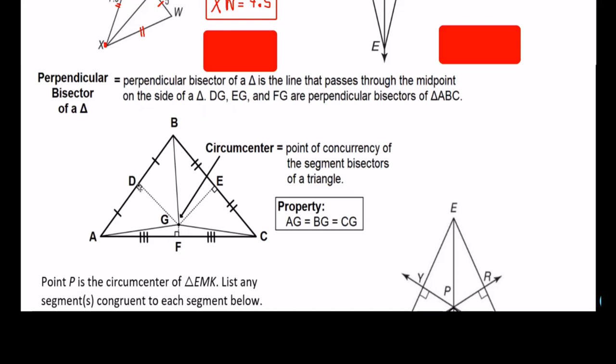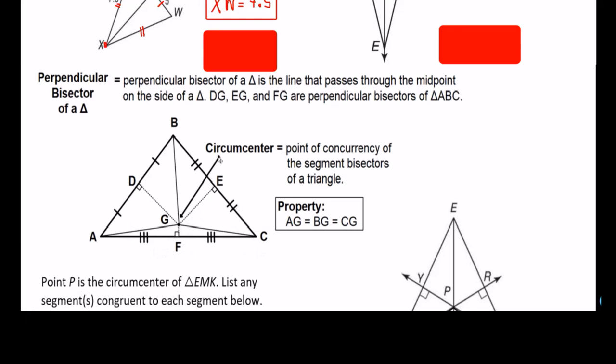So if you notice right here, I have this segment GD, and I notice it makes a 90-degree angle. Not only that, it's cutting right in the middle of the side of the triangle. So that is a perpendicular bisector. Also, EG is a perpendicular bisector. I see the 90-degree angle, and I see they're cutting right in the middle. Same thing with GF. So basically DG, EF, and FG are perpendicular bisectors of the triangle ABC.